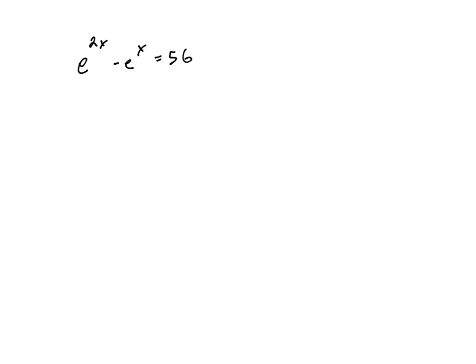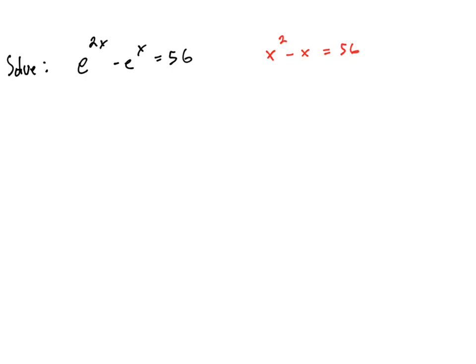This last equation is a little bit different than the previous ones. e to the 2x minus e to the x is equal to 56. What you may notice is that this looks close to a quadratic equation, that would be in this form. So when we want to solve this exponential equation, what we can do is try to factor it.